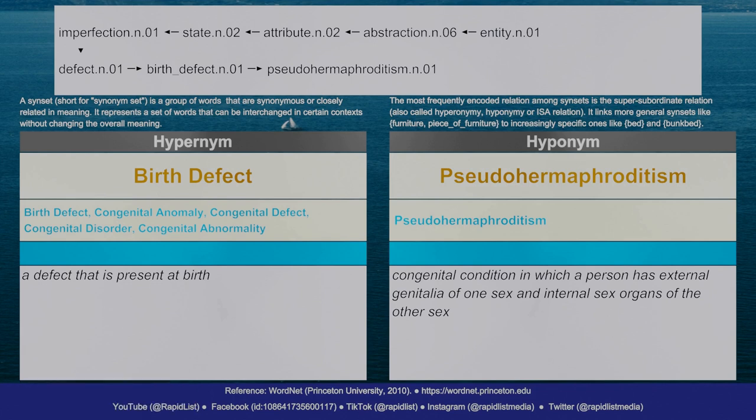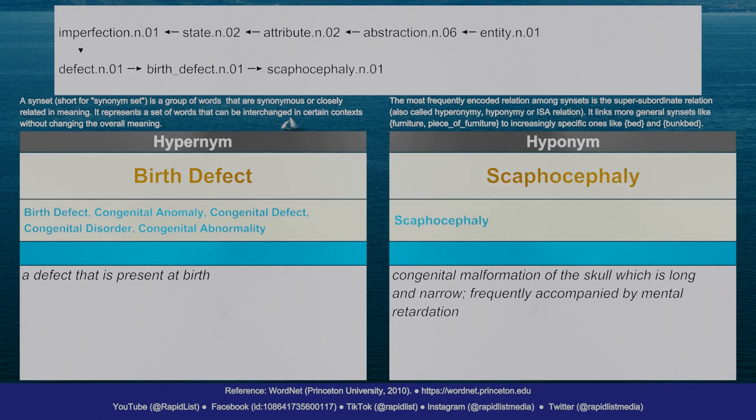Pseudohermaphroditism. Congenital condition in which a person has external genitalia of one sex and internal sex organs of the other sex. Scaphocephaly. Congenital malformation of the skull which is long and narrow, frequently accompanied by mental retardation.